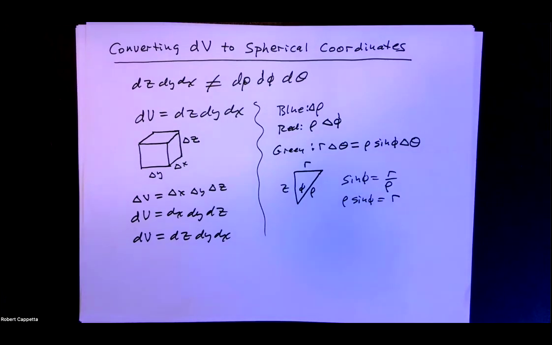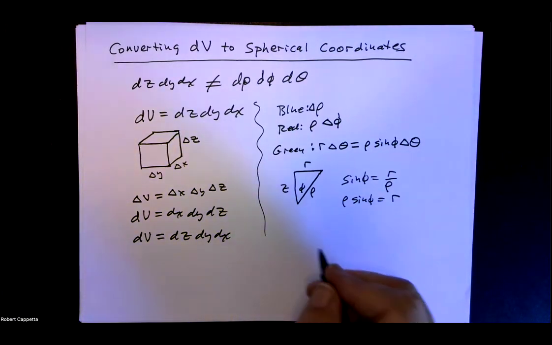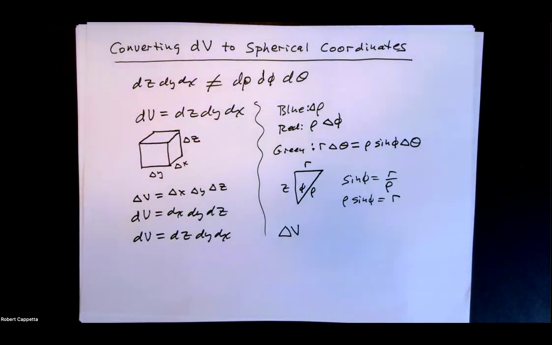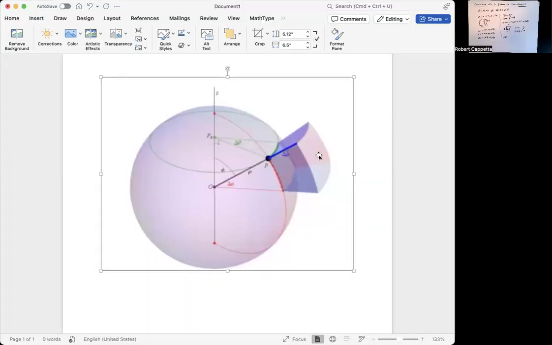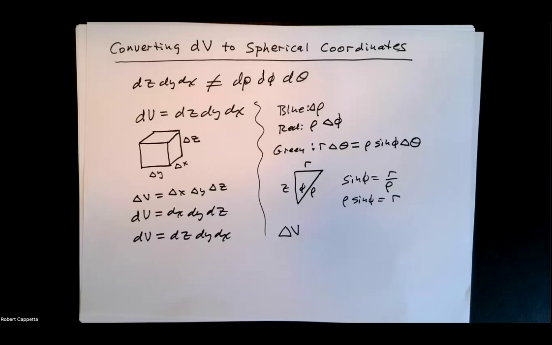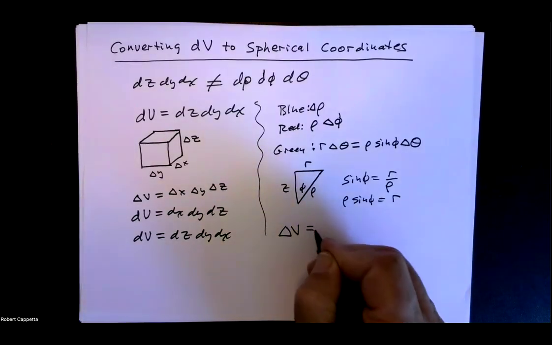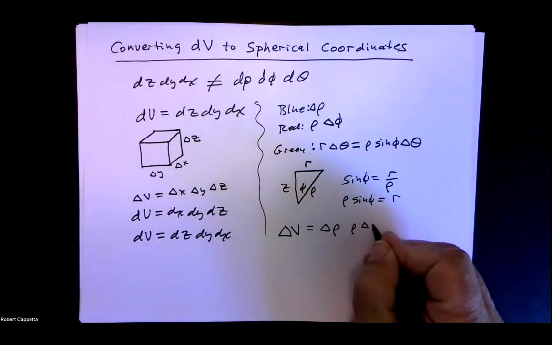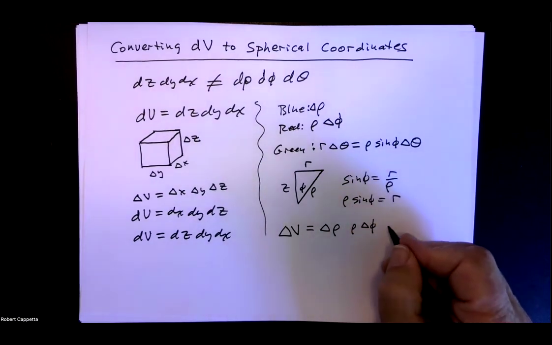So how about the change in volume? Now, this isn't going to be perfect. What will the change in volume be? So let's go back again and look at our picture. This thing isn't quite a box, but if these things are small enough, it's approximately a box. So the blue times the red times the green should be an approximation for the volume of this box. So the blue times the red times the green, what do we get? Change in rho, rho change in phi, rho sine phi change in theta.